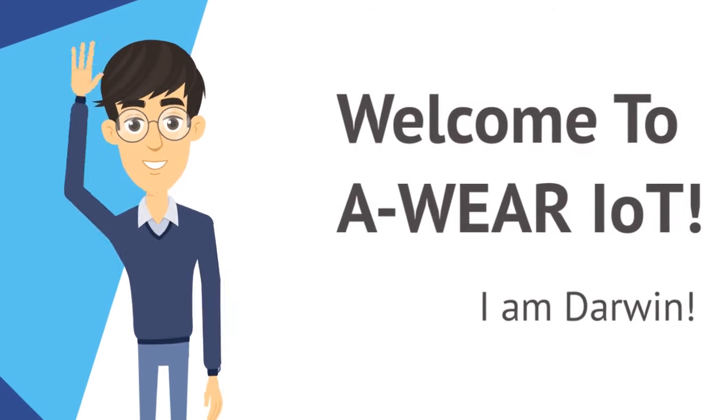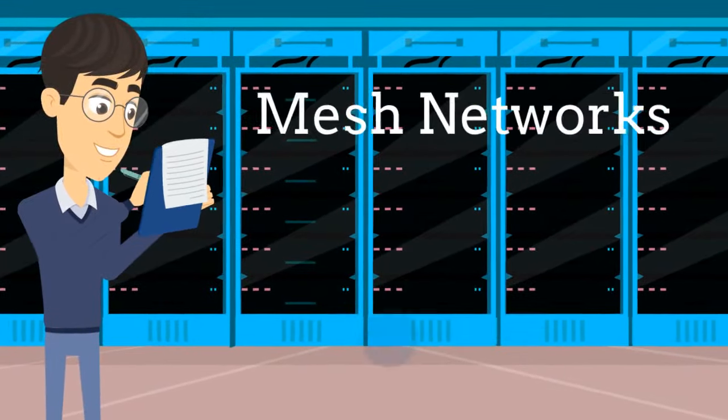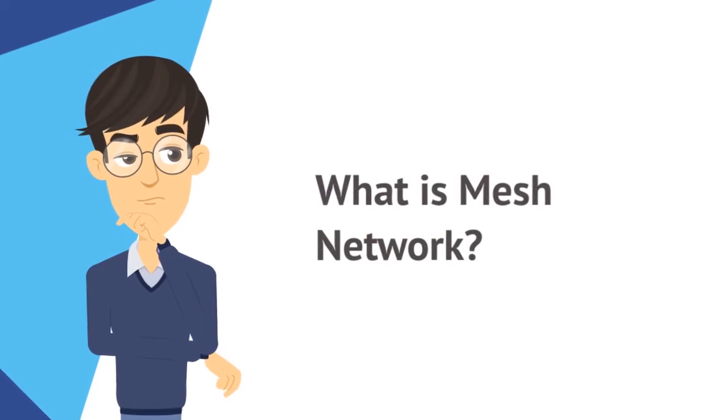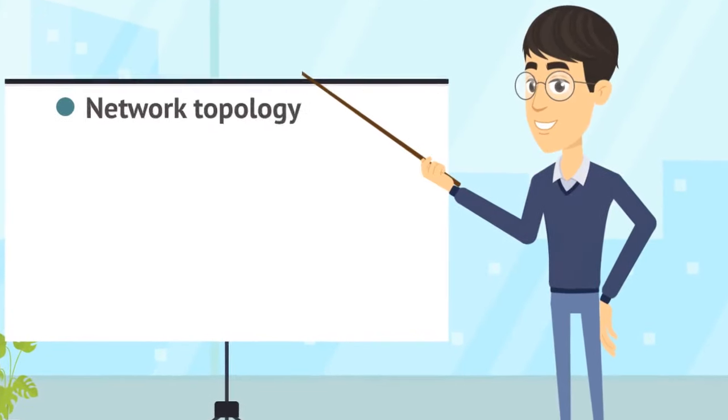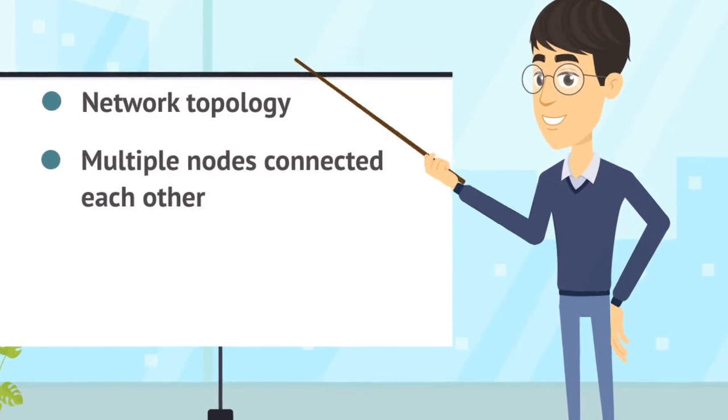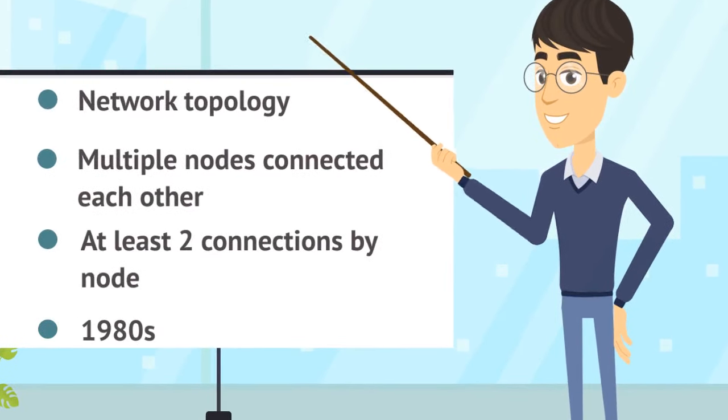I am Darwin. Today, we are going to talk about mesh networks. But what is a mesh network? A mesh network is a network topology with multiple nodes connected to each other, and we can see that each node has at least two connections. The first time that this topology was used, it was around the 80s for military purposes.